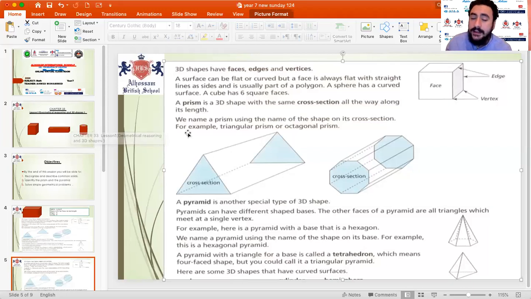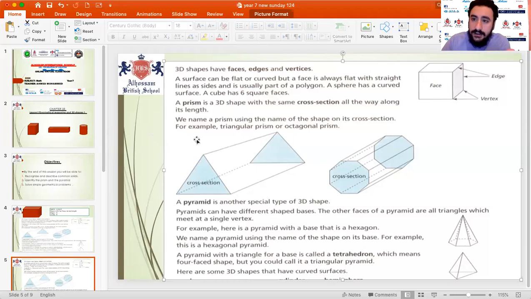A cuboid is a rectangle, so we're going to say rectangular prism, and so on. Again, a prism is a 3D shape with the same cross section all the way along its length. There is a cross section across its length, so this is a prism. So what's the name of the prism? It depends on the shape of the cross section.